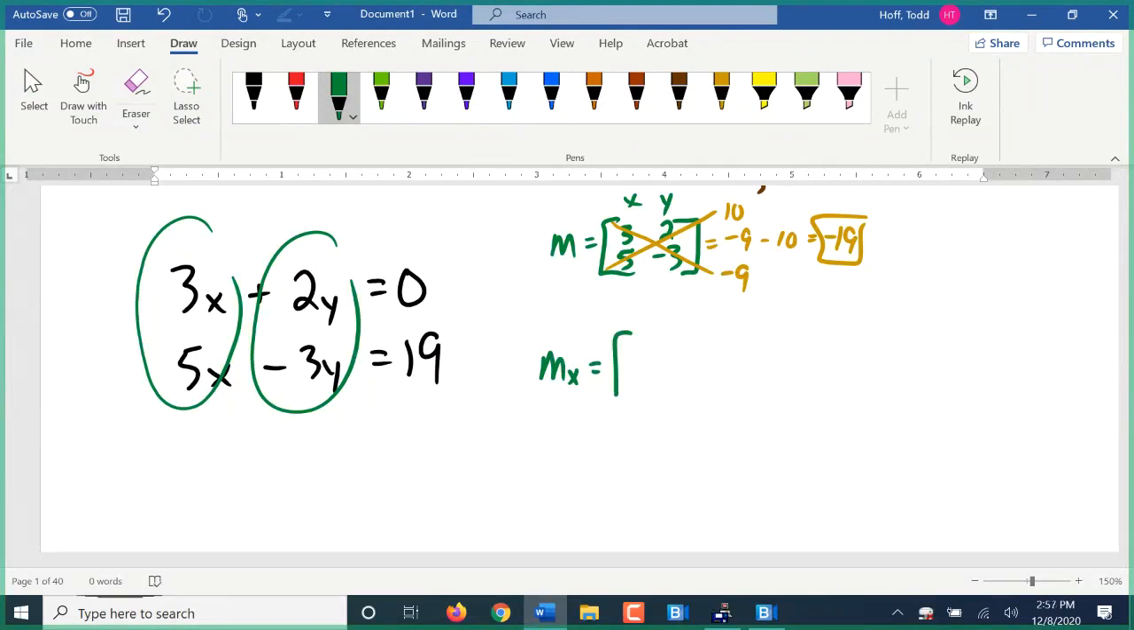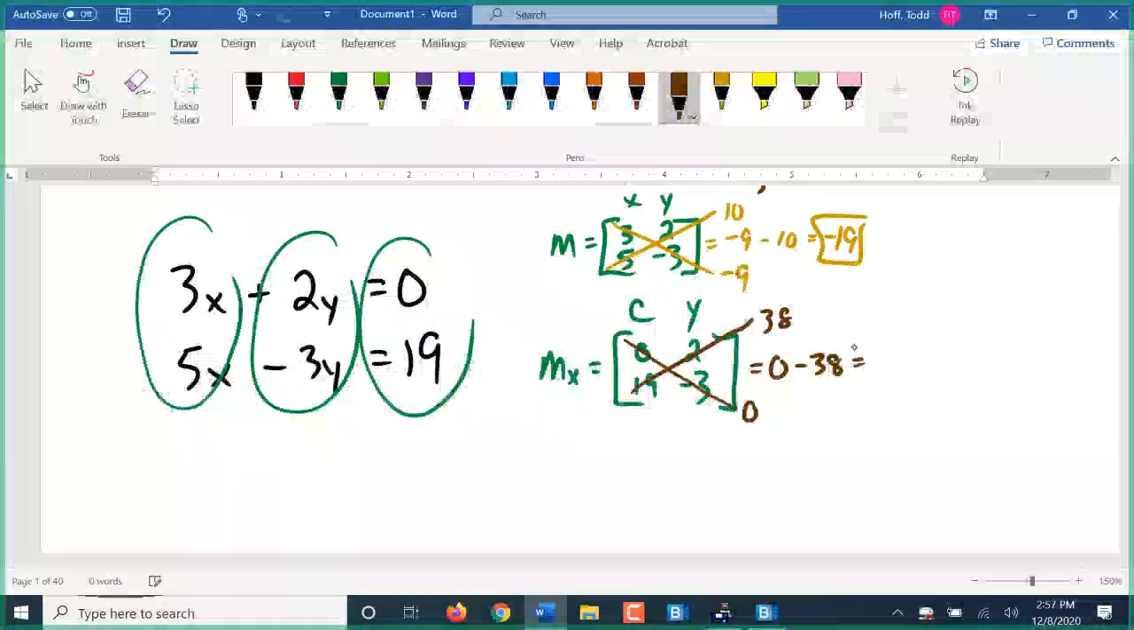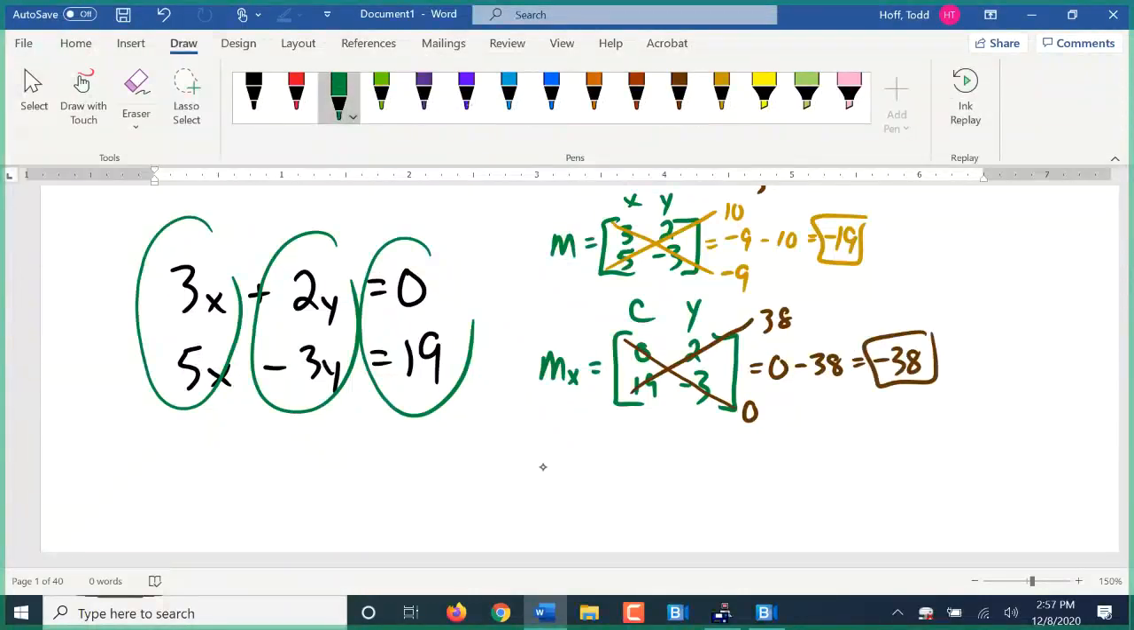For our x matrix, remember we replace the x column with the constants. That's going to become 0, 19 now. The y column is still 2, negative 3. We're going to do our determinant. 0 times negative 3 is 0. 2 times 19 is 38. 0 minus 38 is a negative 38.